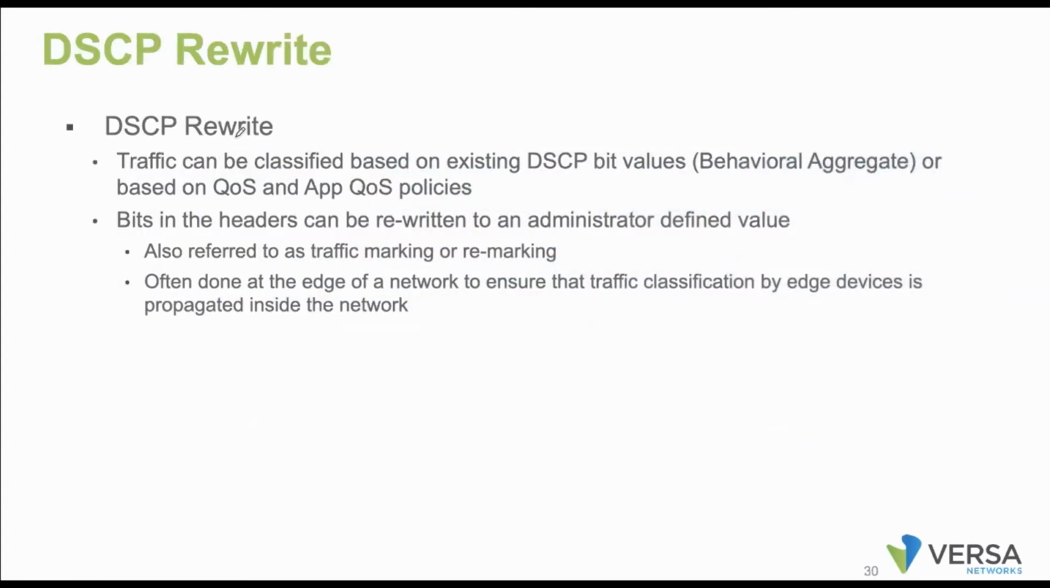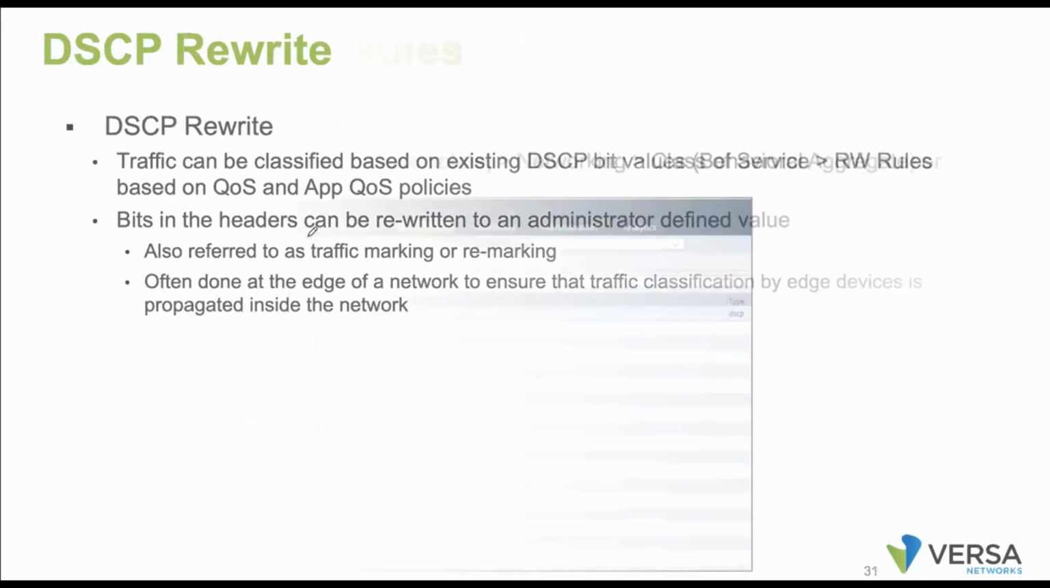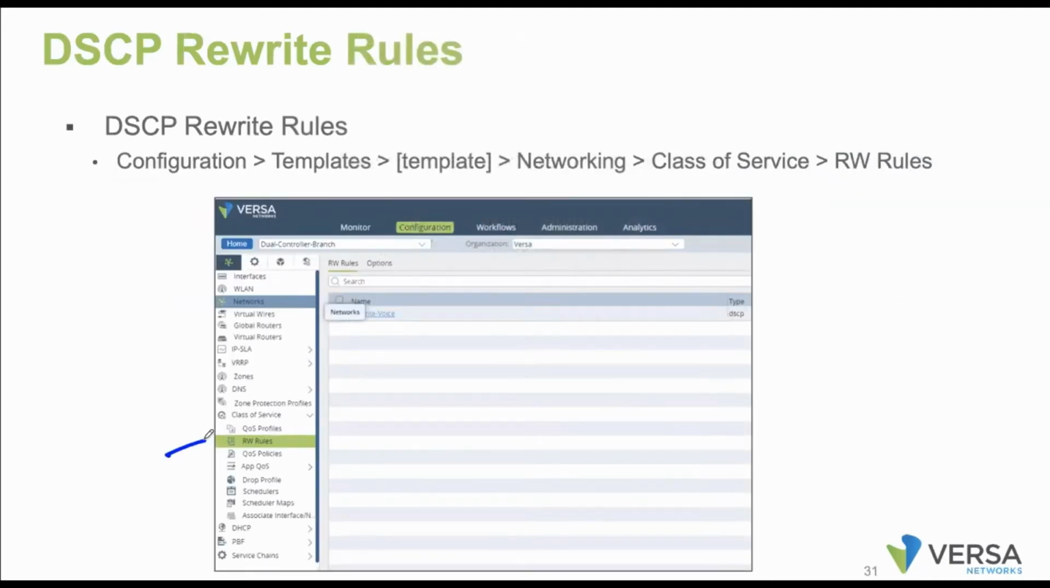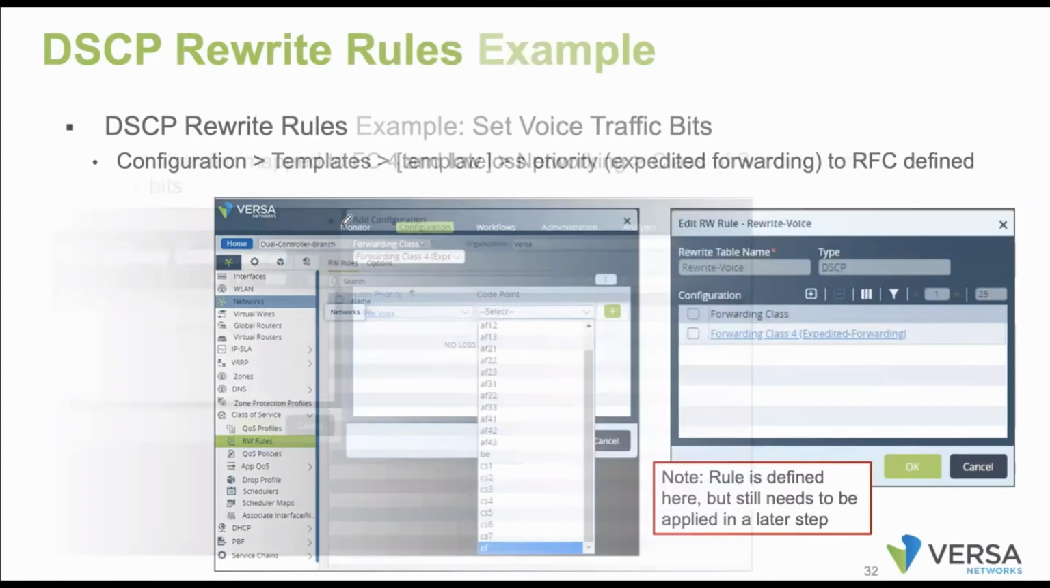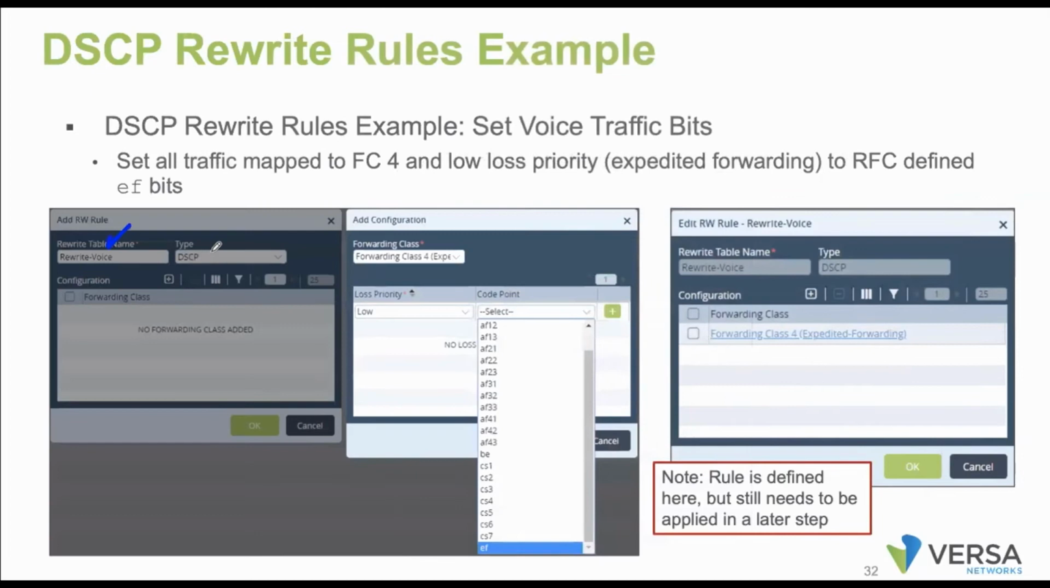Coming to the DSCP rewritings. Okay, so you can perform the DSCP rewritings. So how do you try to do that? I'll go to the rewriting rules. I'll click on adding a rewriting rule. So provide a name to it. What type of mapping it is, the DSCP rewriting or .1p rewriting. Then select which forwarding class, what is its loss priority, and how you want to change that rewriting.